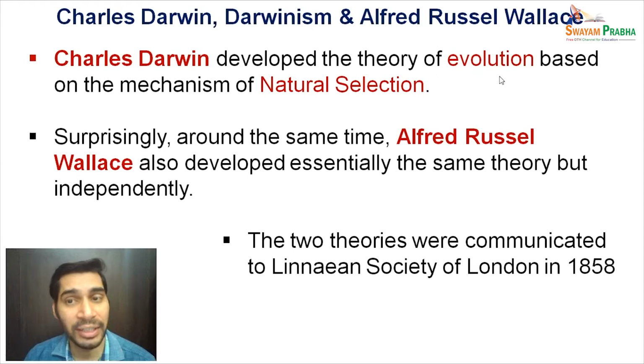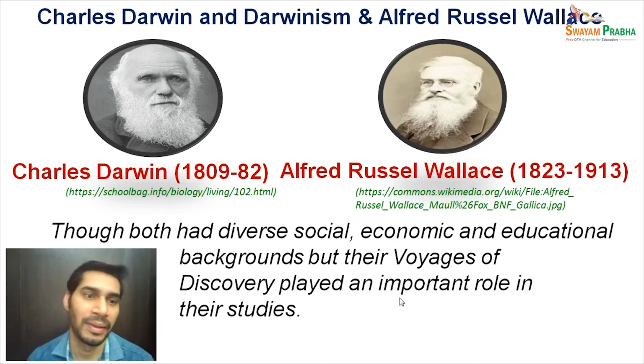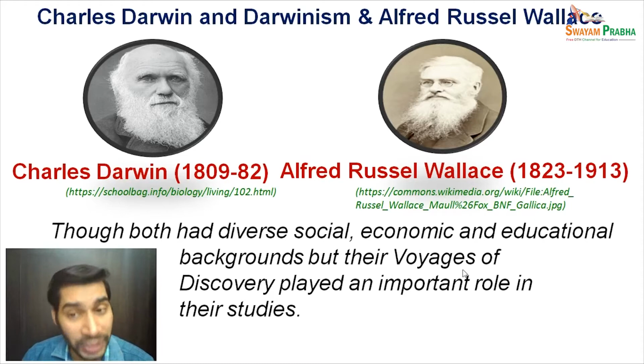Darwin developed the theory of evolution based on the mechanism of natural selection. Surprisingly, Alfred Russel Wallace also developed essentially the same theory, but independently, around the same time. These two theories were communicated to the Linnean Society of London in 1858. Though both of them belonged to different social, economic and educational backgrounds, their voyages, their journeys or excursions of discovery, played an important role in their studies.